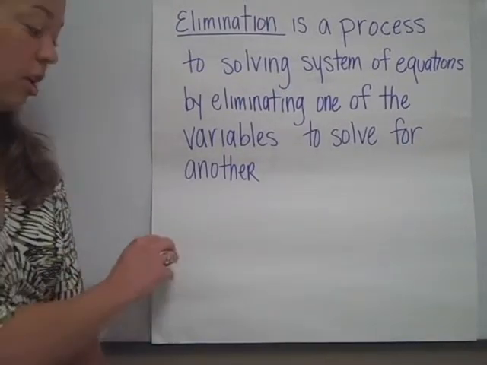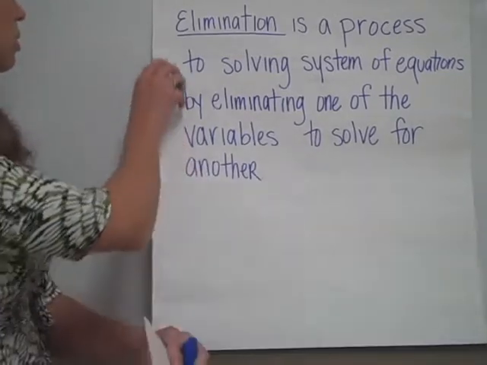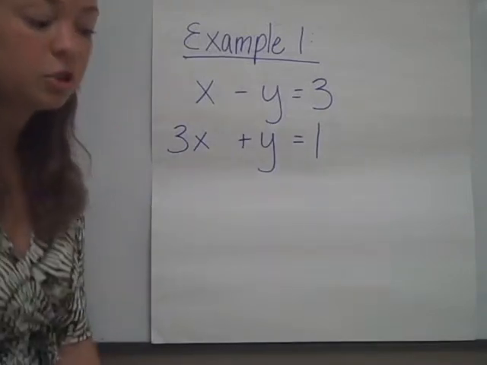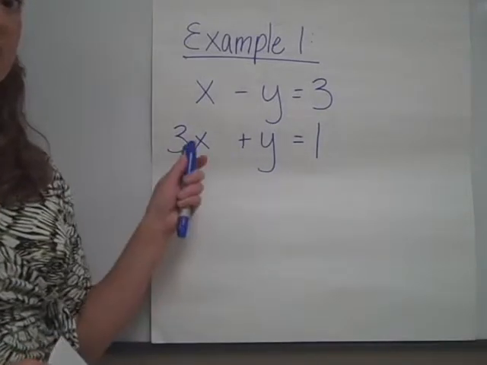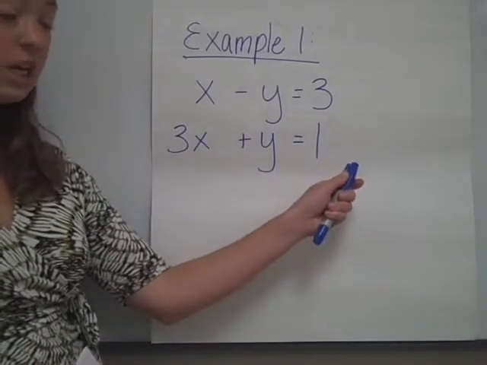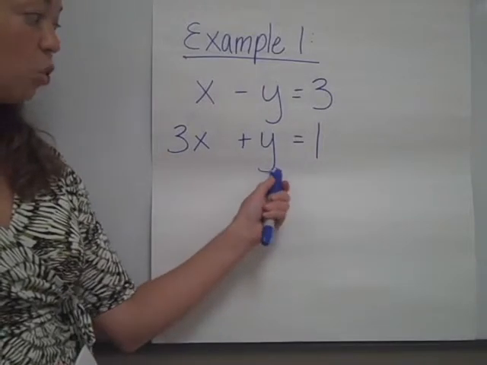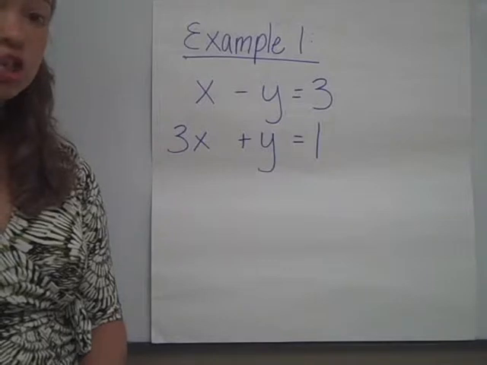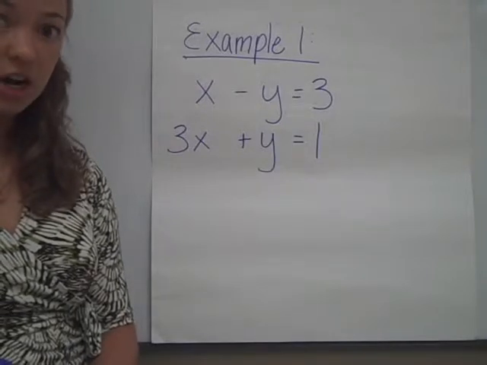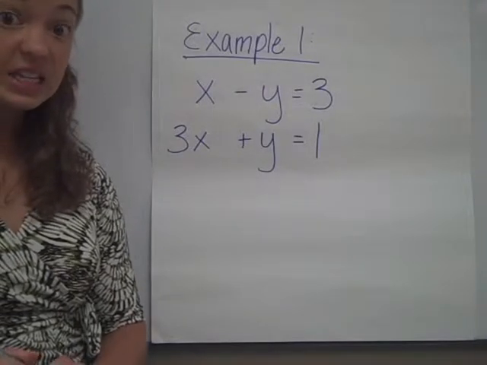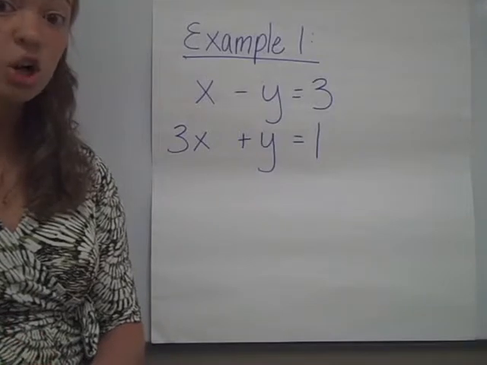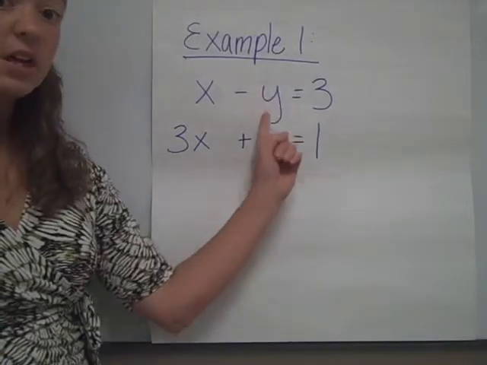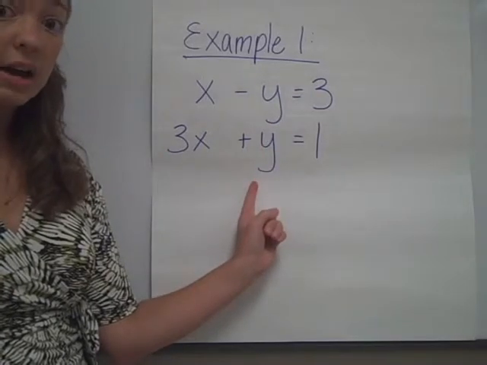So let's look at our first example. Our first example, we have two equations. The first equation is x minus y equals 3 and 3x plus y equals 1. So when we solve for these systems of equations, we want to eliminate one of our variables. In this case, the easiest variable to eliminate is our y, because we have a negative y and a positive y. And if we add these together, it will cancel out.